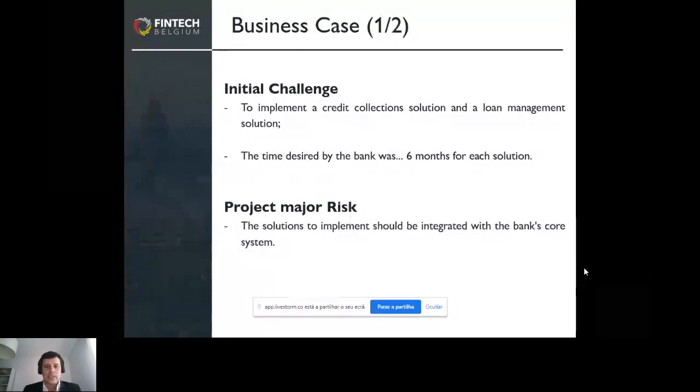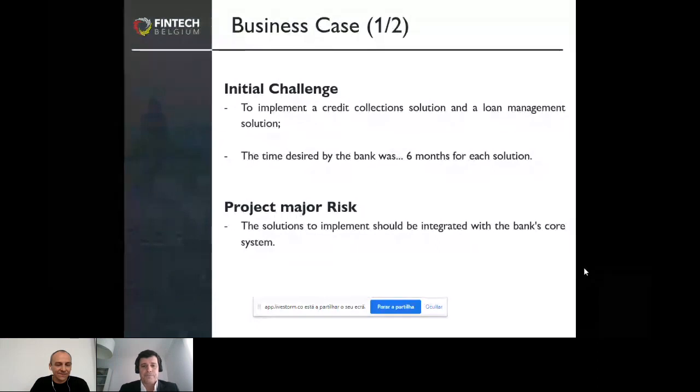So I would say that they started using low code in 2012, and the initial challenge when they came to us was to implement two solutions: a credit collection solution and a loan management. The problem is that they only had 6 months to implement each solution. And there was a major risk in this timeline for the project, which was the integration with the core system of that bank.